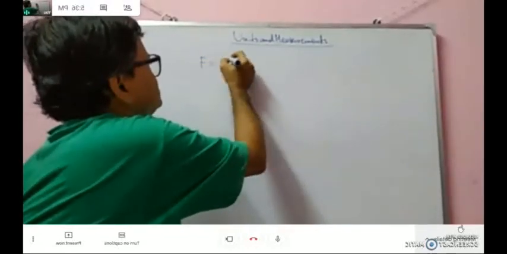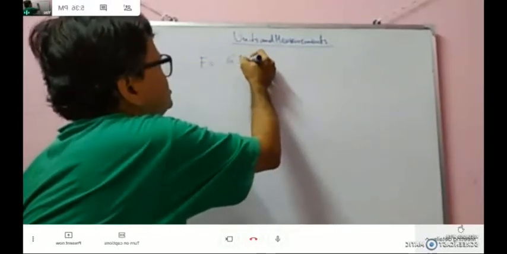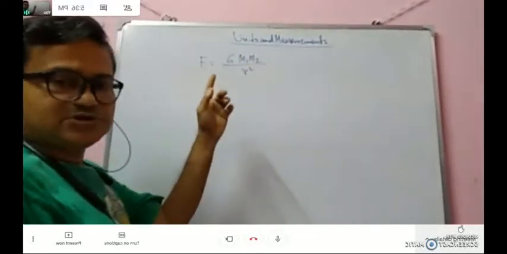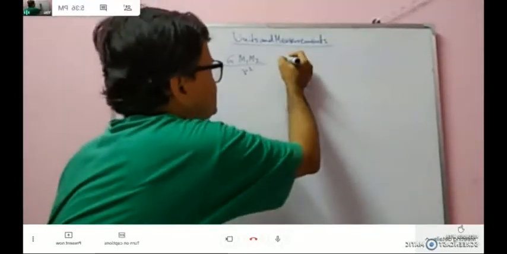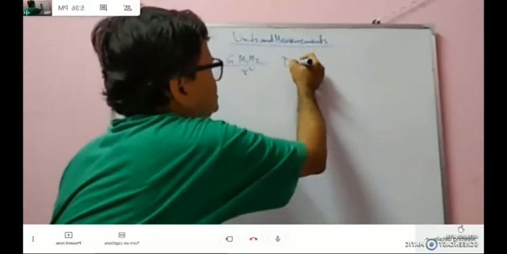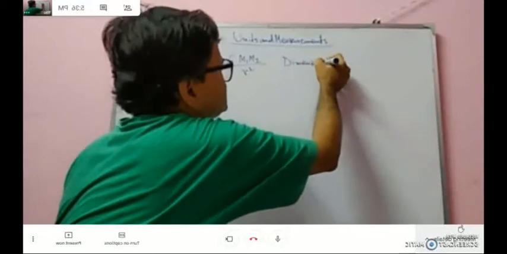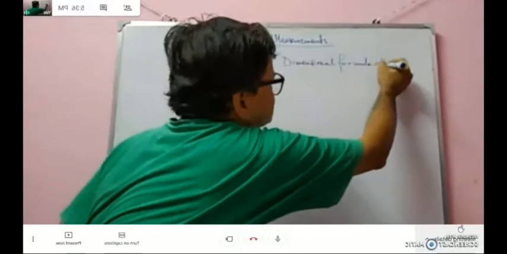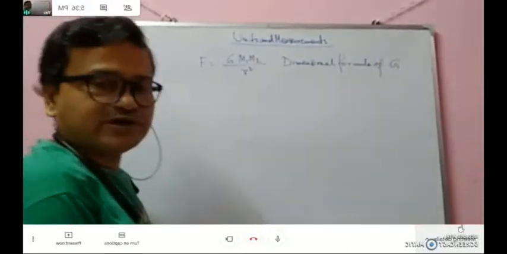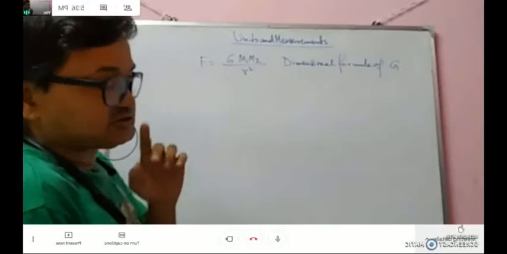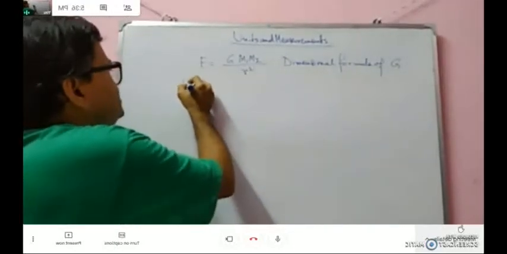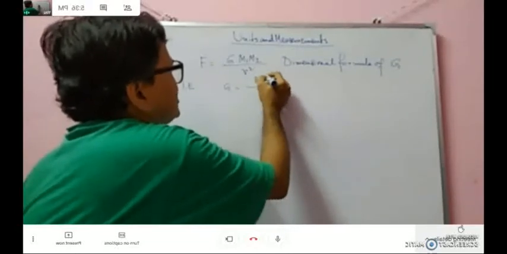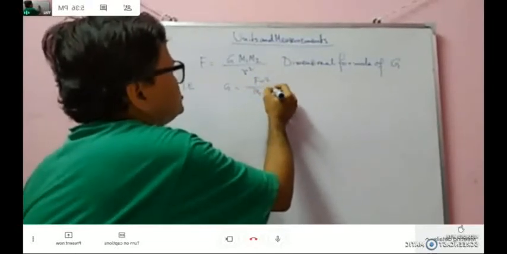F equal to G m1 into m2 by r square. So suppose from this formula we have to find the dimensional formula of G. So how to find? So make first G as a subject. That is G equal to F r square by m1 into m2.